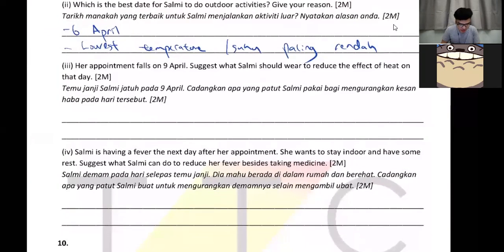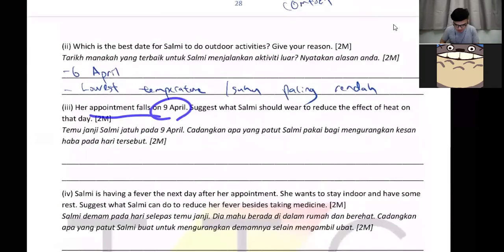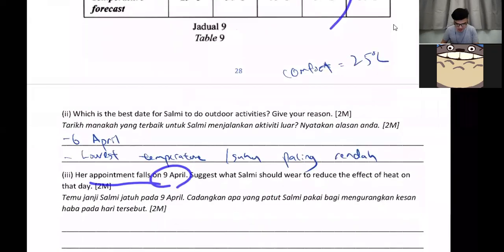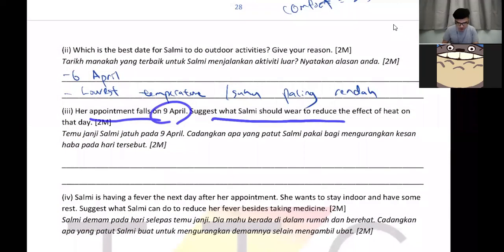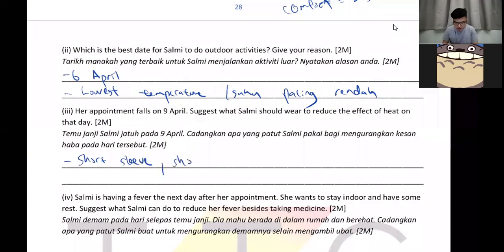All right, so number 3, her appointment falls on 9th April. Oh my goodness, God bless her. So suggest what Sami should wear to reduce the effect of heat on the day. So she should wear short sleeves or short pants. Oh sorry, forgot to write the BM. You should say baju lengan pendek or seluar pendek lah. So why? Because clothes are heat insulators.